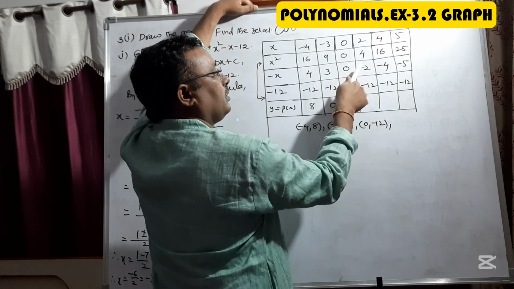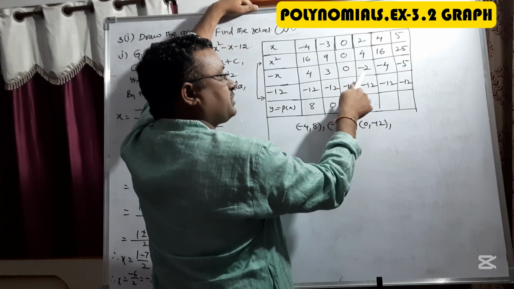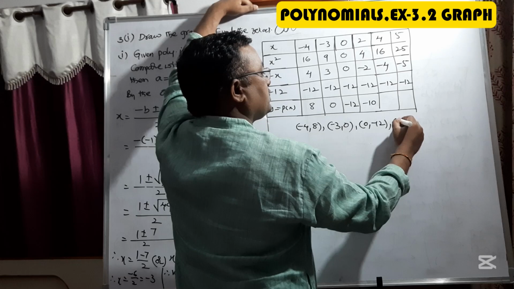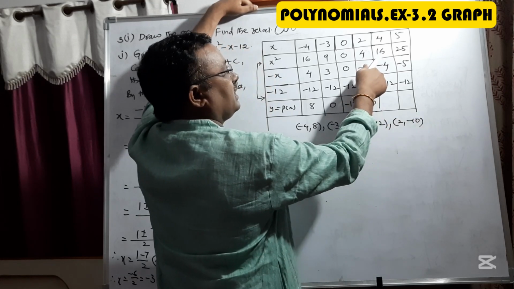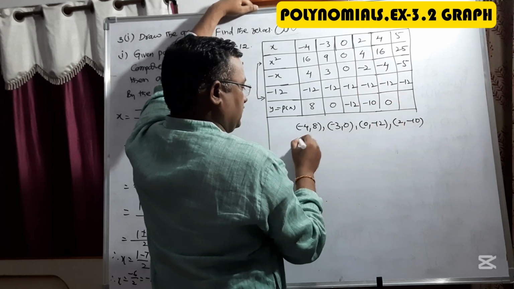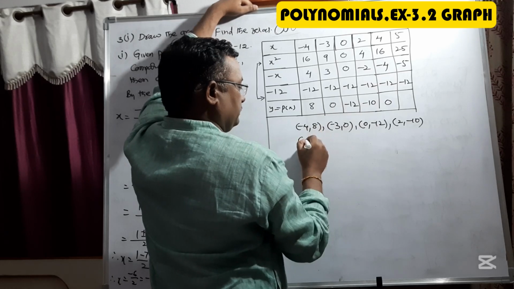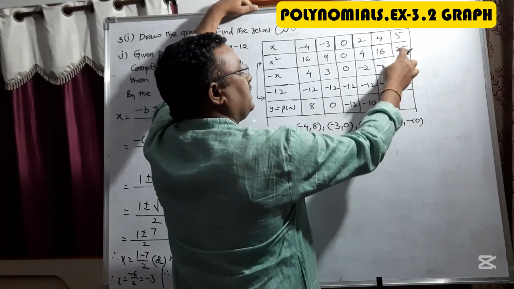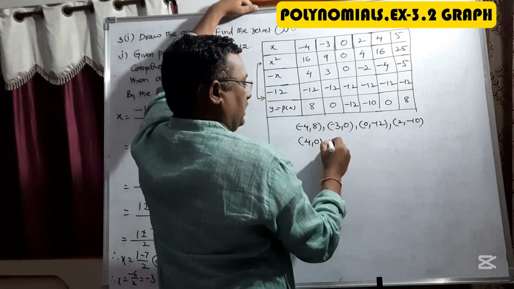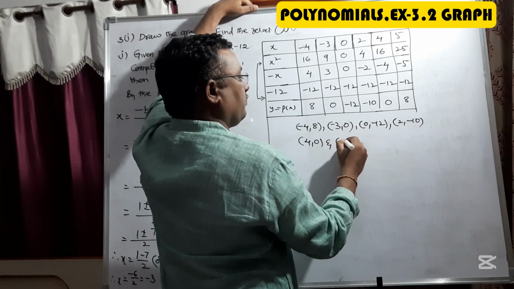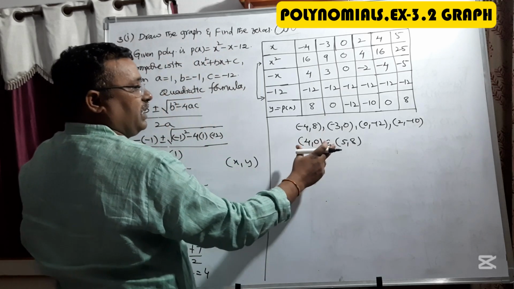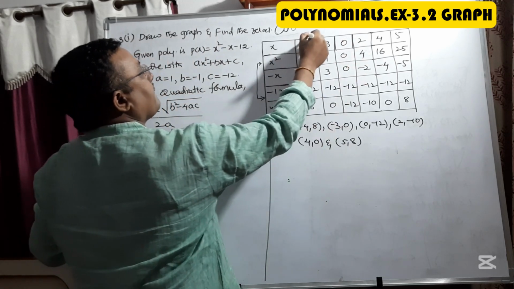Next one is 4 minus 2 is +2, +2 minus 12 is -10. So the value is 2 comma -10. Next here, 16 plus 4 is 20, 20 minus 12 is 8. So the next point is 4 comma 0. Next 25 minus 5, 20, 20 minus 12 is 8. So the last point is 5 comma 8. So these are the points we got from the table.